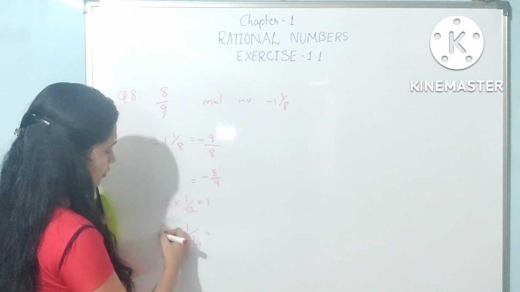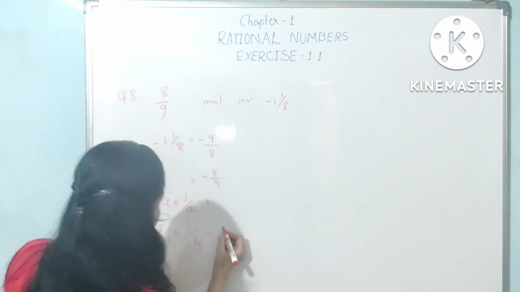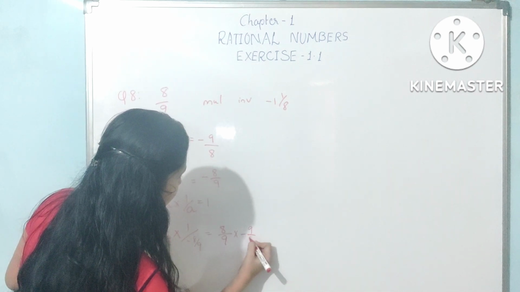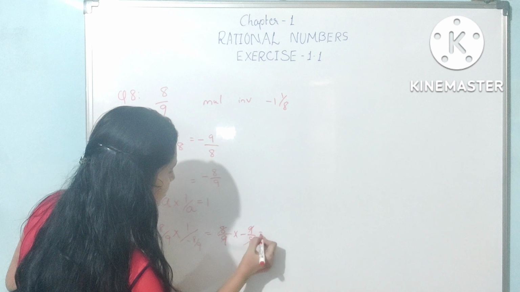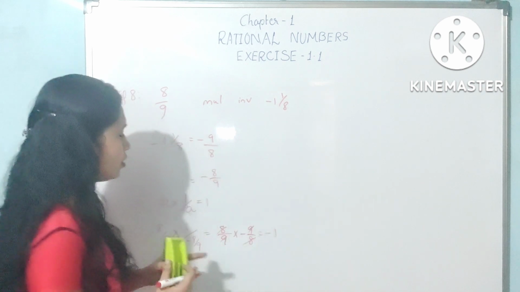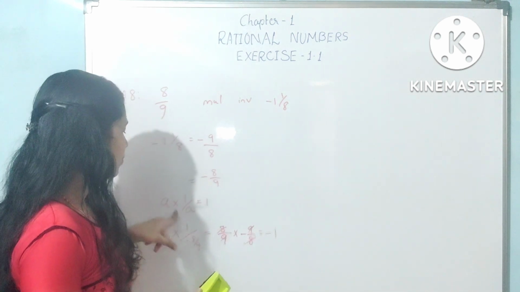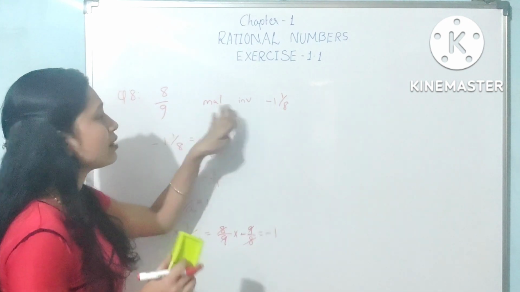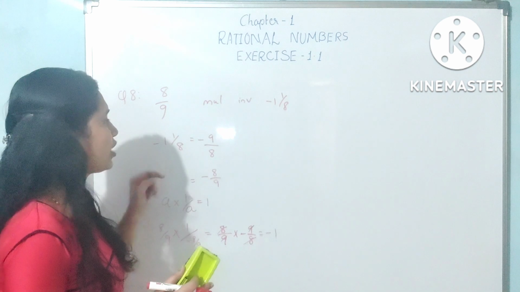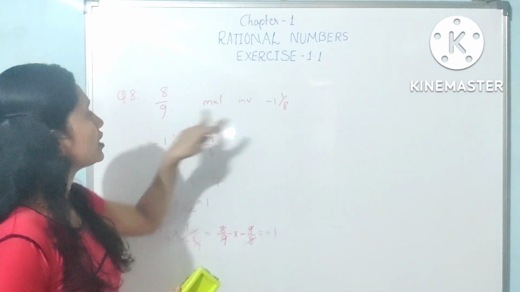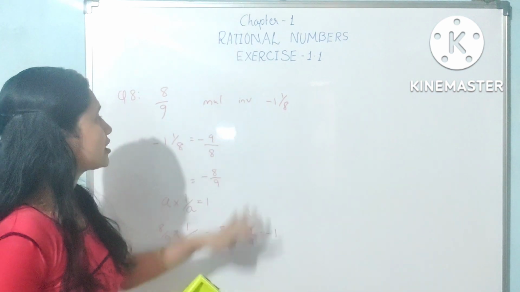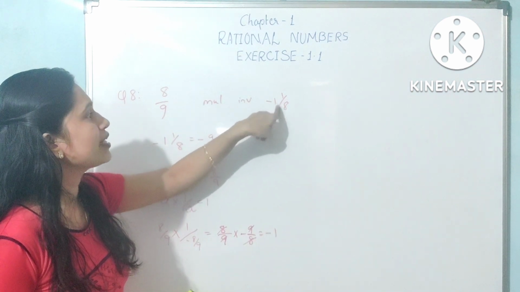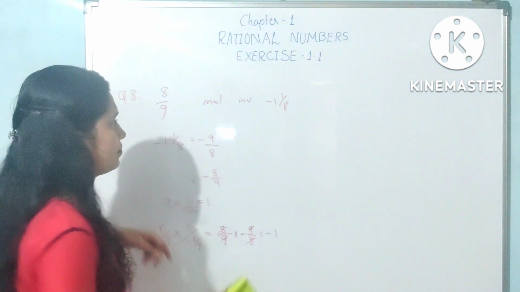Whether the value of this is 1, let's see. We'll solve 8 by 9 into minus 9 by 8. 8 gets cancelled, 9 gets cancelled, minus, so minus 1. The product of both should be 1, but the product here is minus 1. So it is not a multiplicative inverse. You can write the product of both is not equal to 1. Hence, 8 by 9 is not the multiplicative inverse of minus 9 by 8.